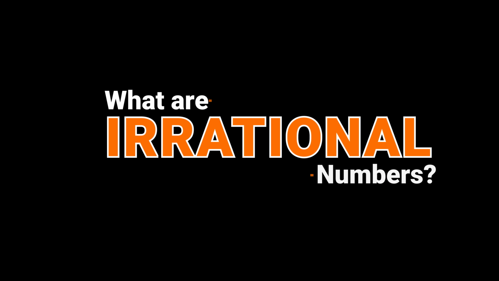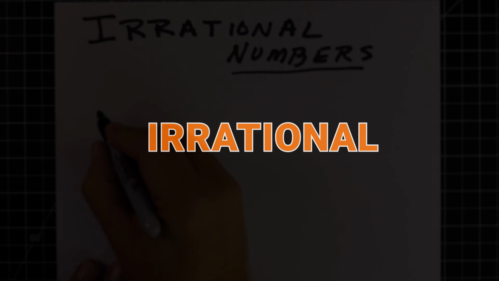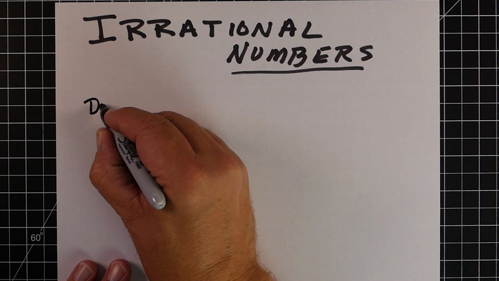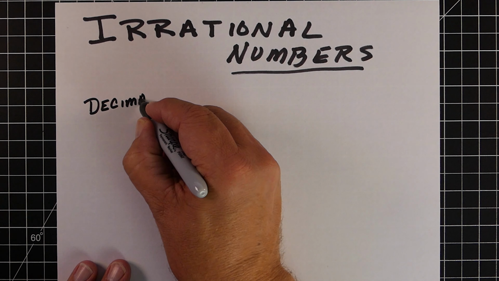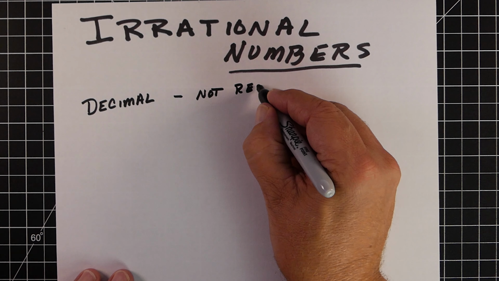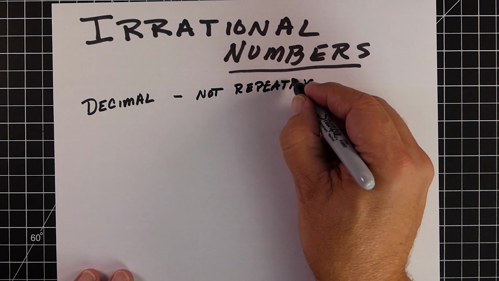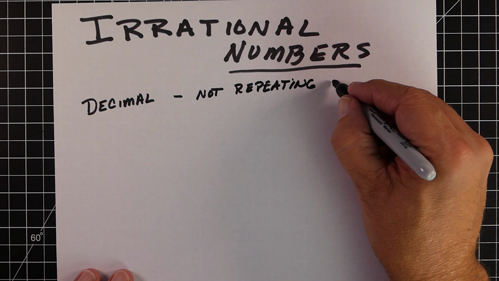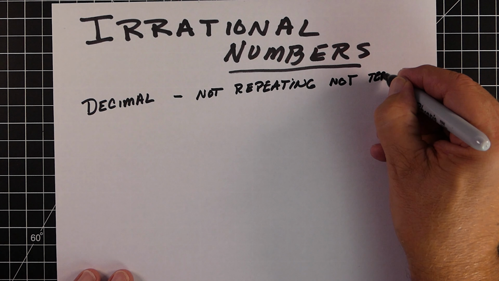So you might be asking yourself, what's left? What could possibly be irrational? There are a few different categories. First of all, if we have any kind of decimal that goes on forever and ever, and it does not terminate, and it does not repeat, if you get that situation, that is not a rational number.